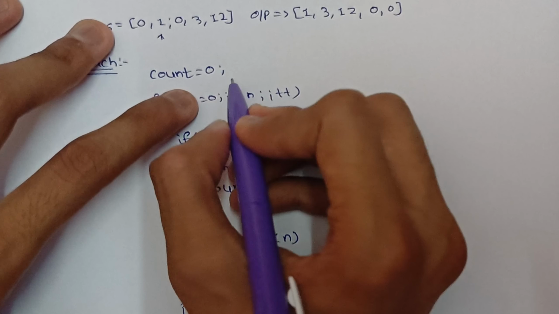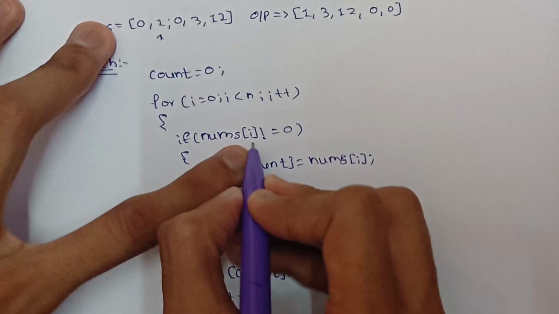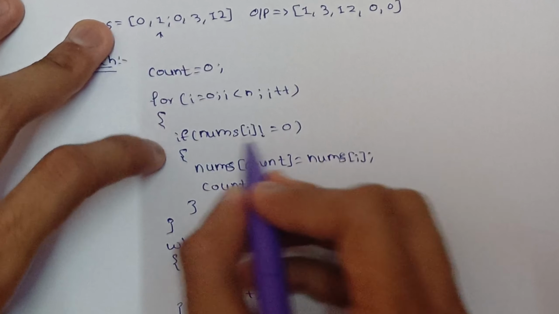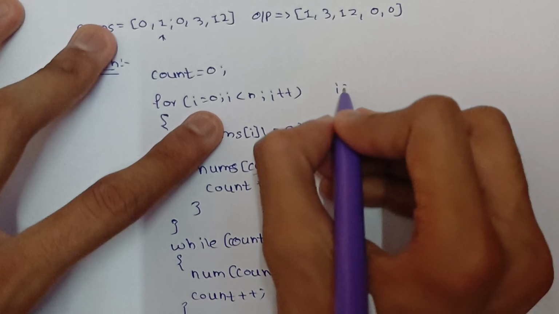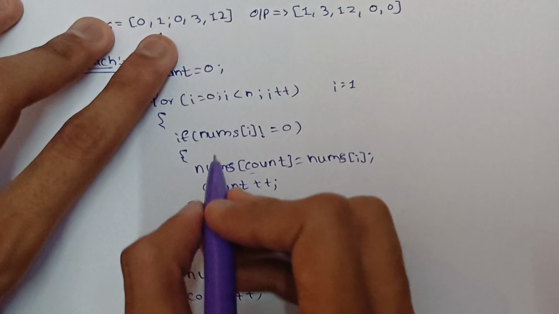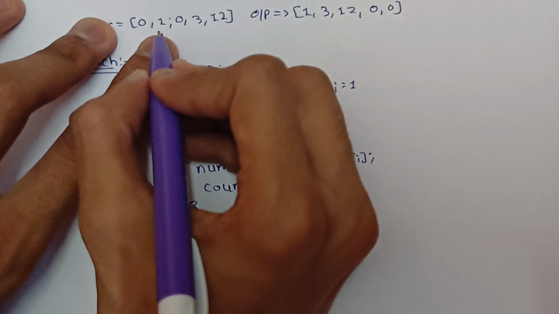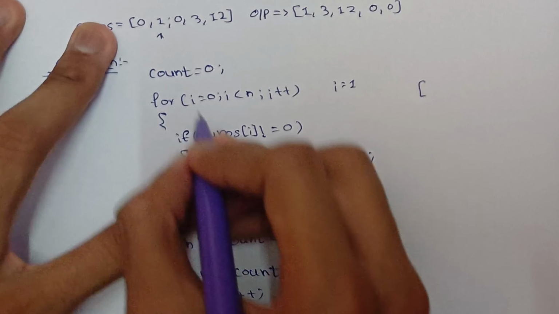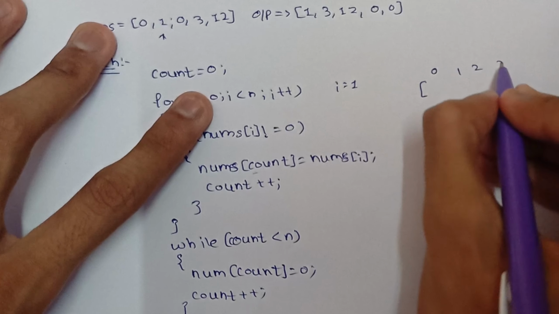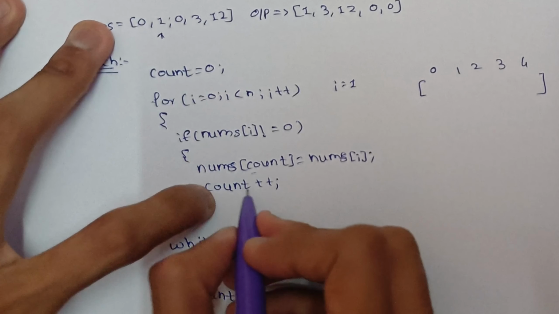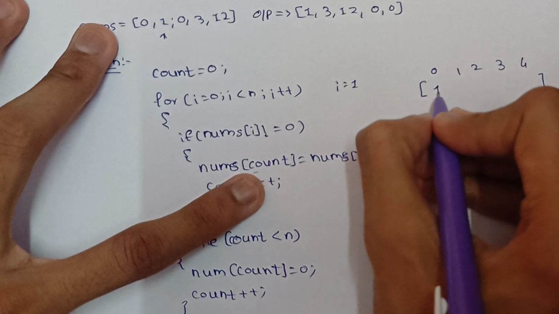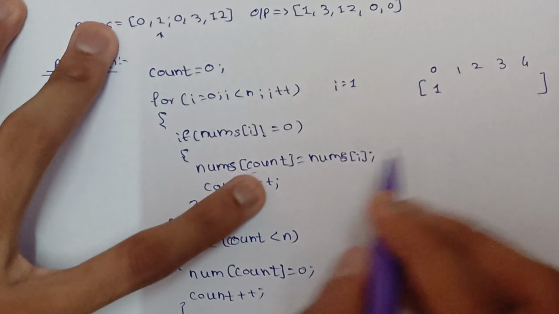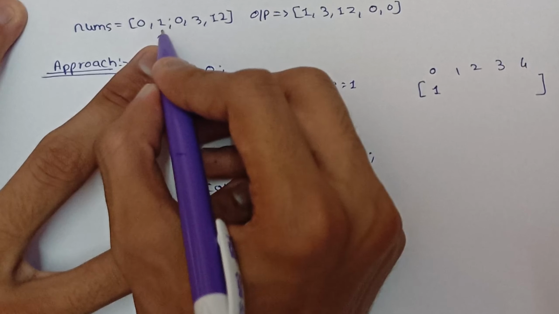At the start count is 0, at index i. Index 0 is not a non-zero element, it is a 0 element, so this will not execute. Again i will become 1. Now is nums of 1 not equal to 0? Yes. So nums of count is now at index 0, with indexes 0, 1, 2, 3 and 4. Now we will put that element here, and the remaining will remain as it is, meaning 1, 0, 3, 12.